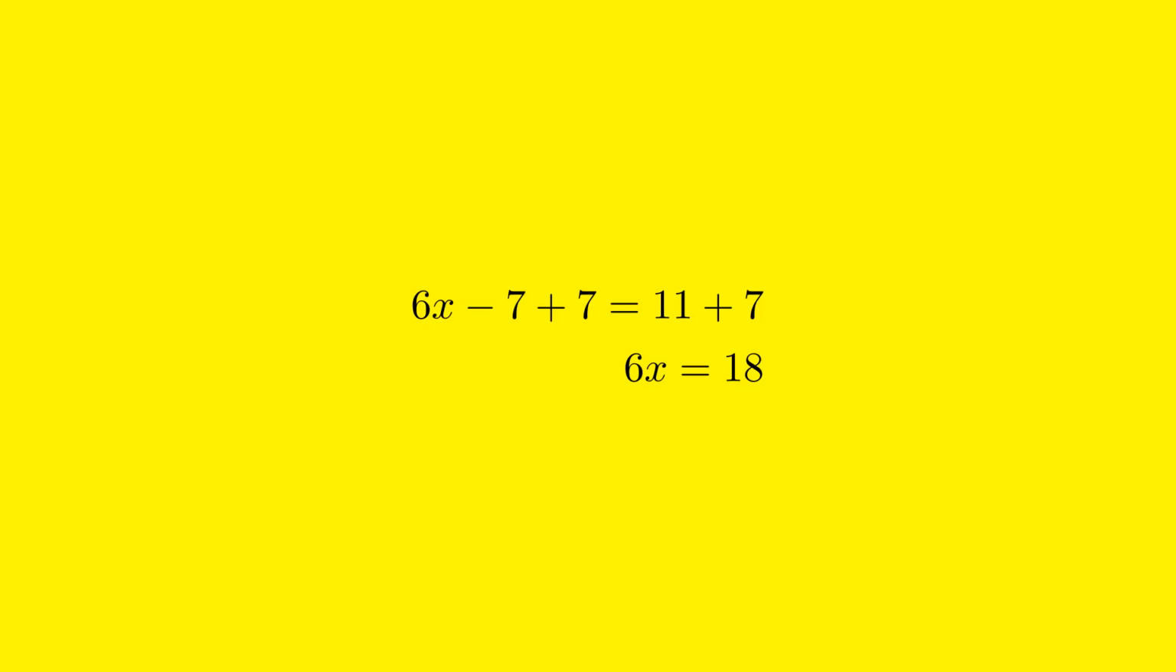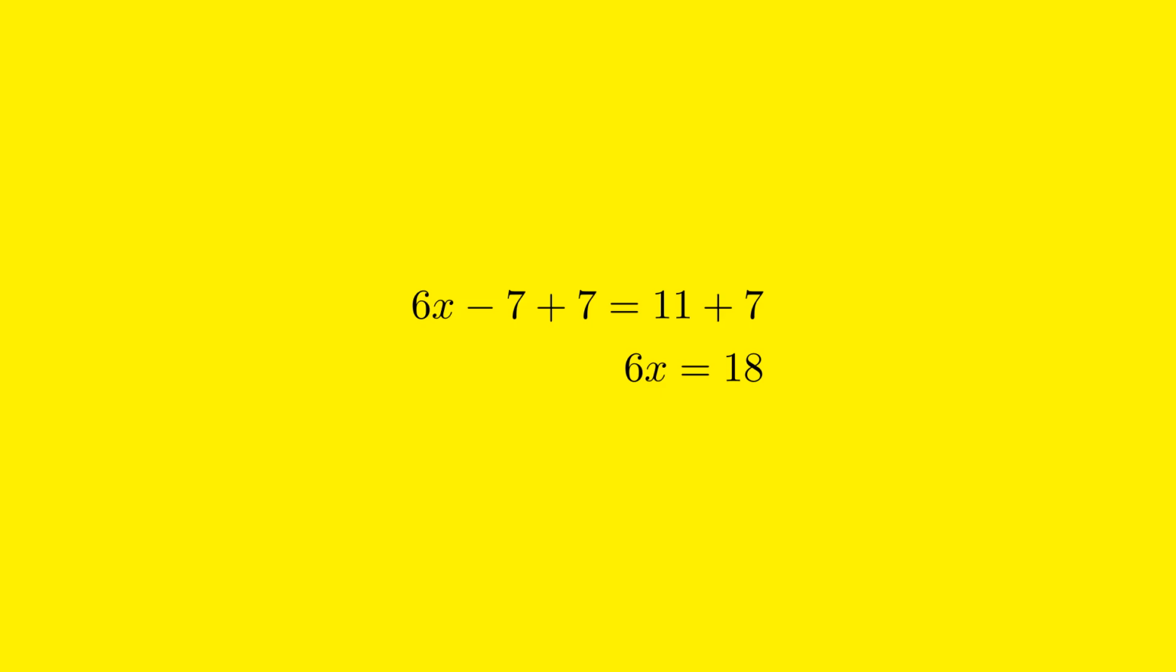To solve the equation 6x minus 7 equals 11, we need to isolate the variable x on one side of the equation. In step 1, we'll start by eliminating the minus 7 that is currently subtracted from 6x. To do this, we will add 7 to both sides of the equation. Remember, whatever you do to one side of the equation, you must do to the other to keep it balanced.